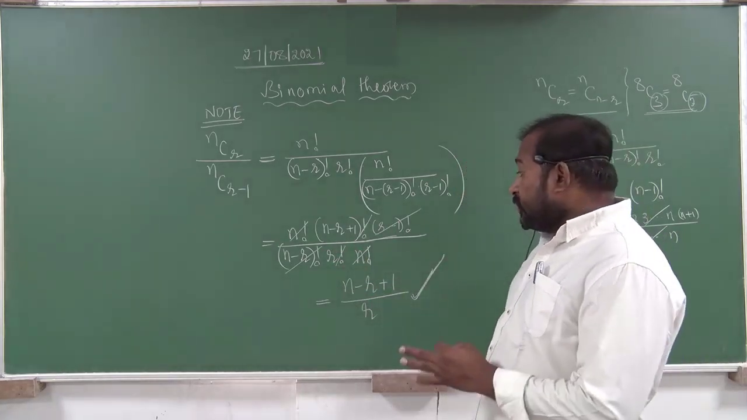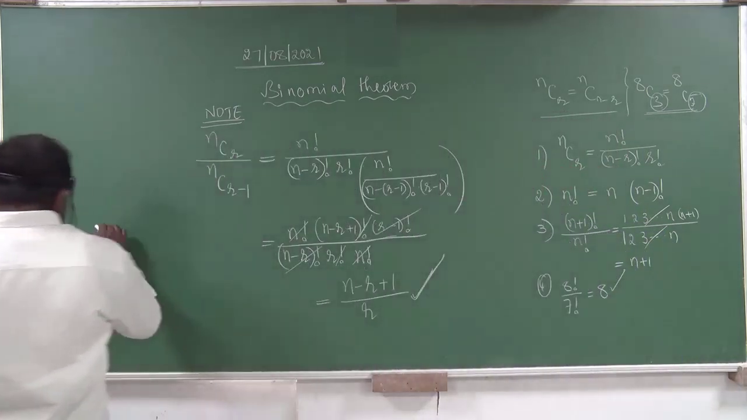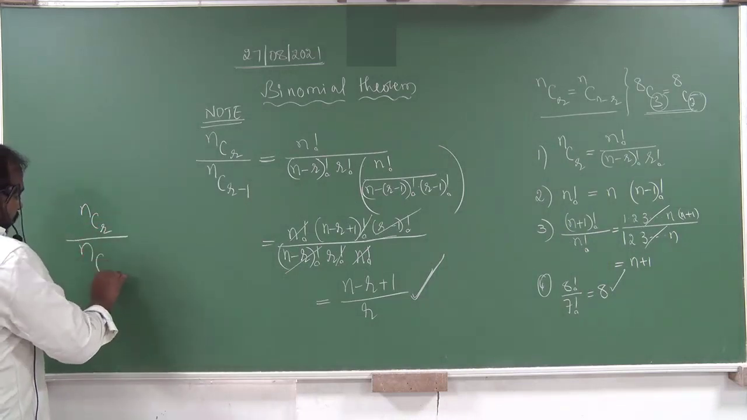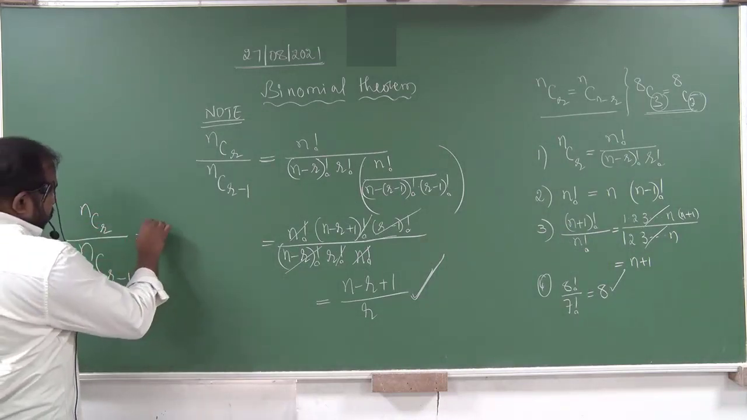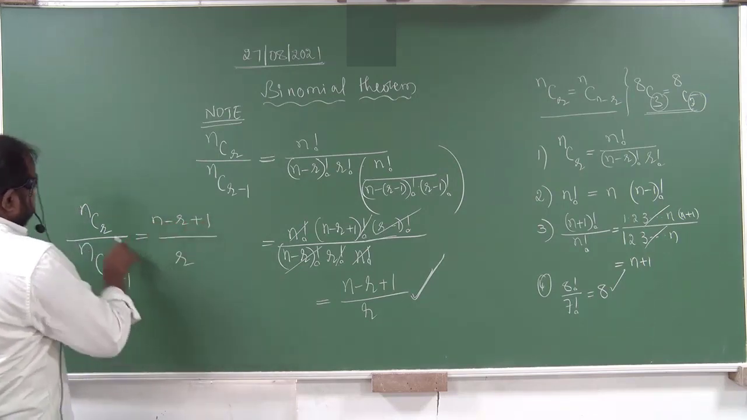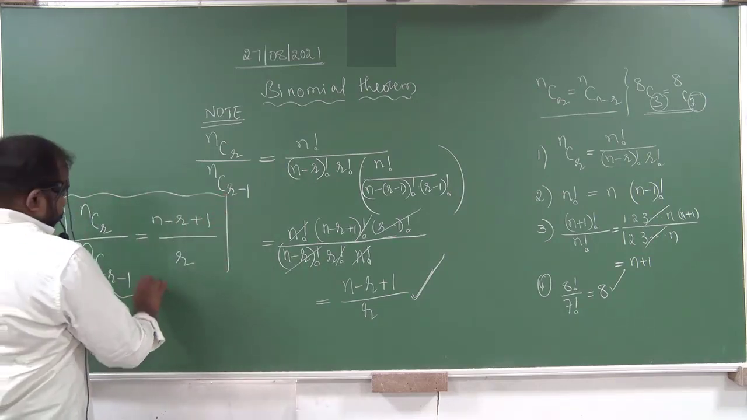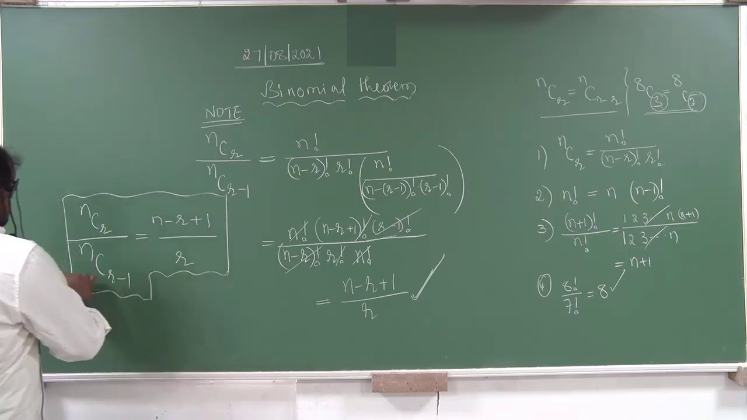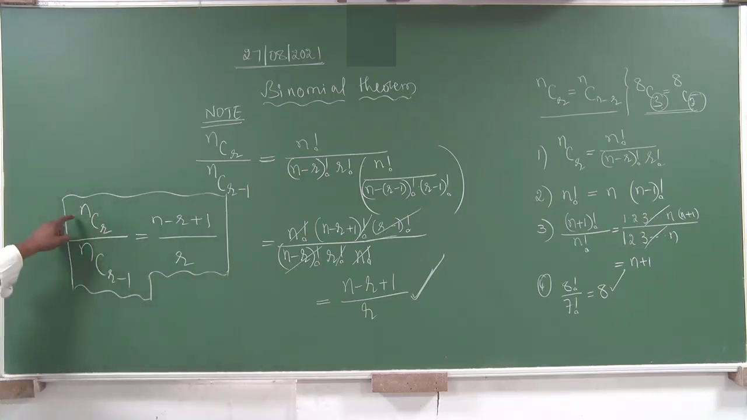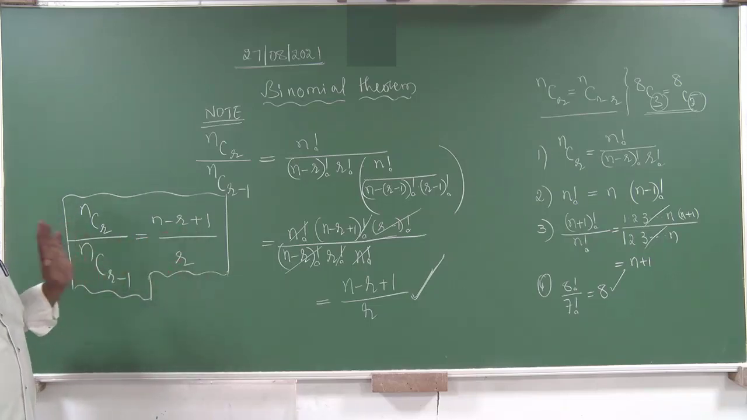So here this is one important formula. Just note down this one: nCr by nCr minus 1 is equal to (n minus r plus 1) by r. This is one important calculation in binomial theorem. Of course, we can use the same formula in permutations and combinations also. nCr by nCr minus 1 is equal to (n minus r plus 1) by r.